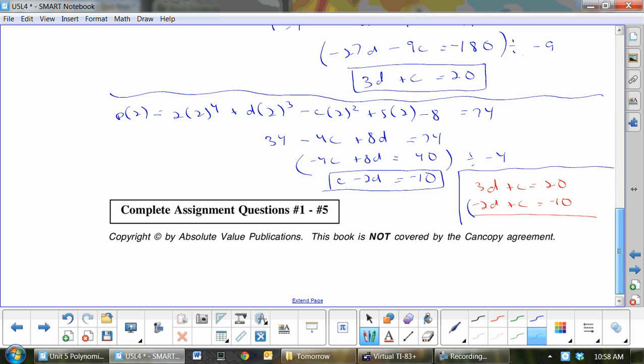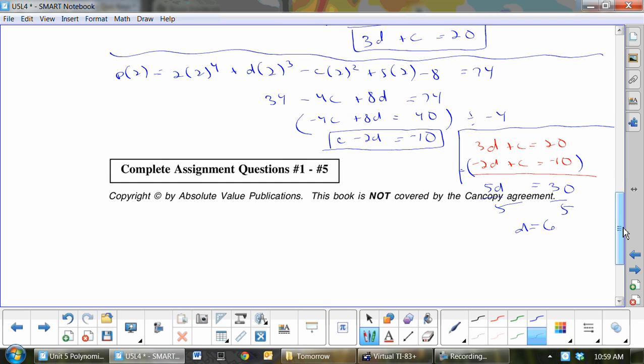But if I subtracted this from this, right, then we got to keep it straight. 3D minus negative 2D is 5D. C minus C is 0, and 20 minus negative 10 is 30. Divide by 5, D equals 6. Okay, still not done.